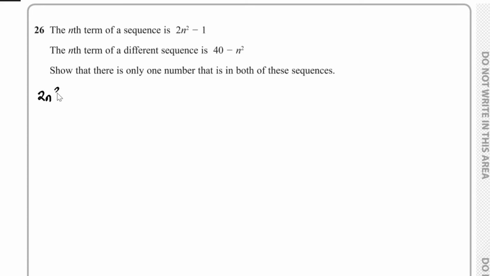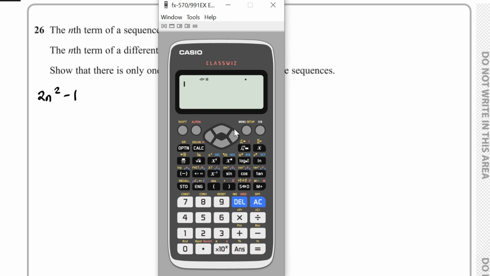So if we begin with the 2n squared minus 1, we can go to our calculator to the table function. So if I type this in, so we have 2x squared minus 1. We can start at 1 and let's just list the first 10 terms.